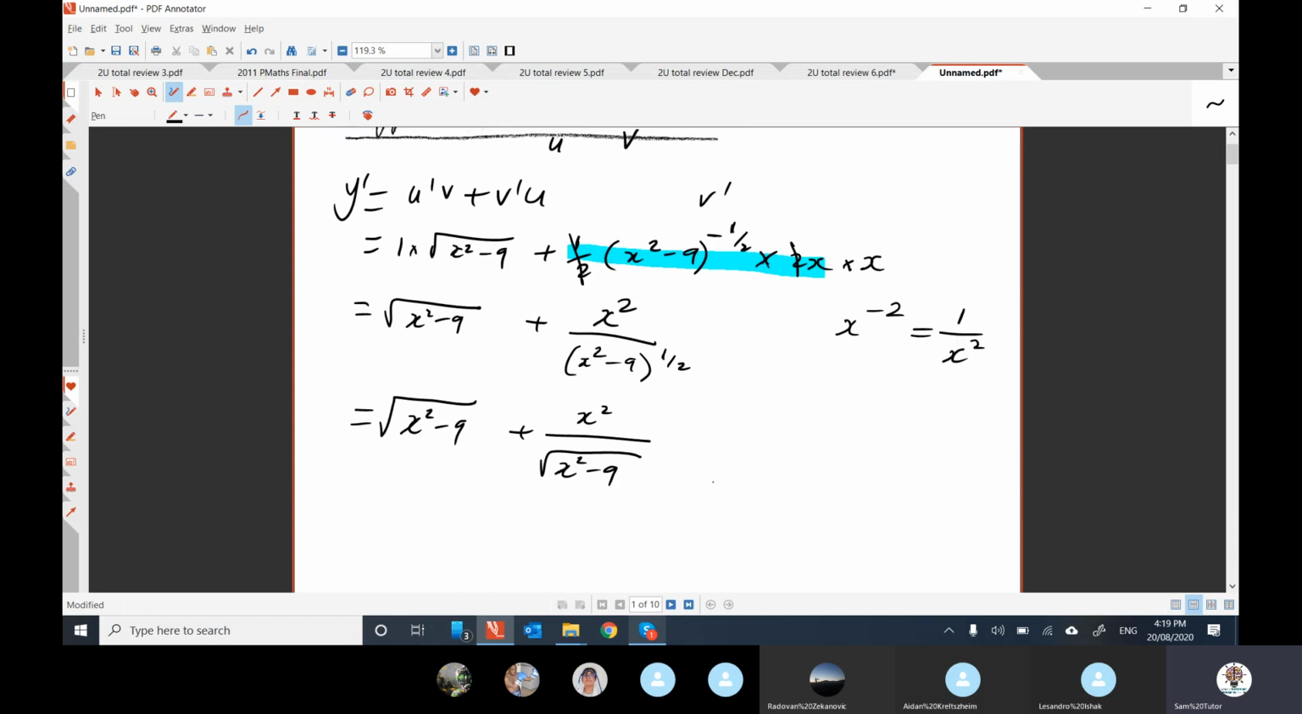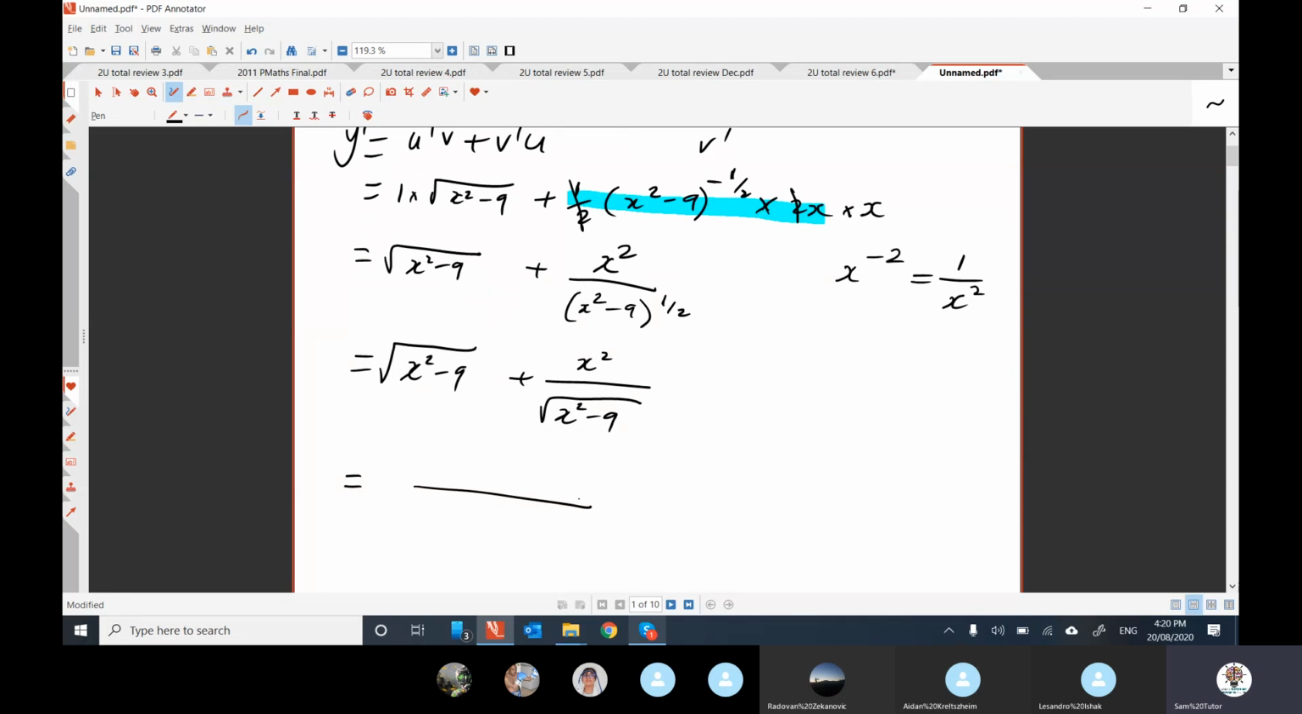You're not done. If you want to be competing, like I keep telling you guys, with the extension kids, they'll do something else to this. What do we usually do when we've got 2 fractions? Make them 1 fraction. You've got used to that by now. Make it 1 fraction. So you've got to have a common denominator. What's your common denominator? Root x squared minus 9.